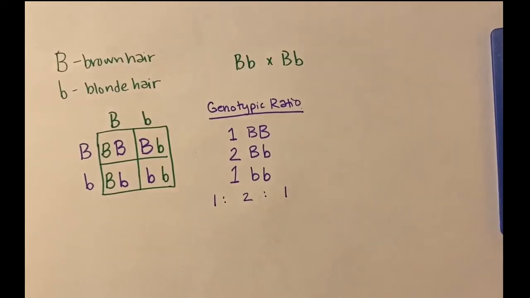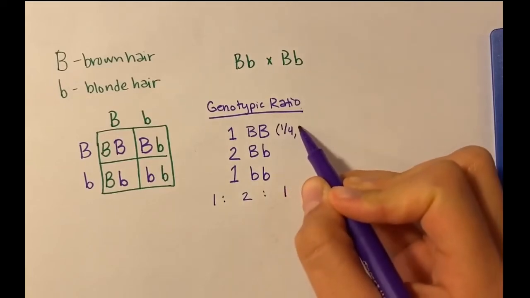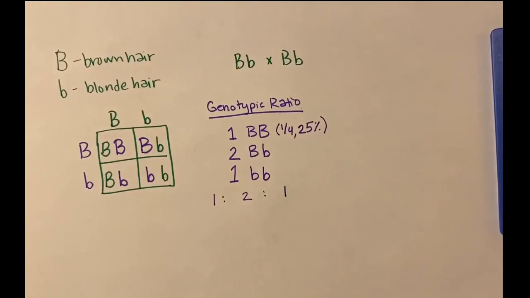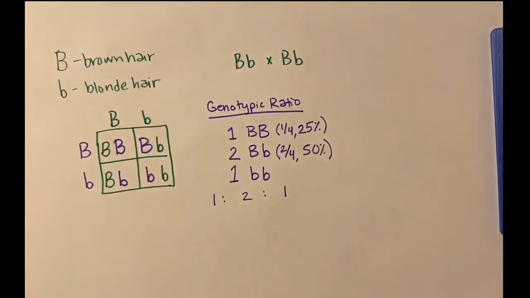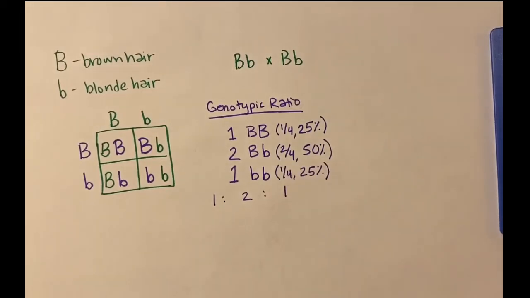You can also report this ratio as a fraction or percentage. 1 out of 4 offspring will have the genotype big B, big B. This means there is a 25% chance that the offspring will have the genotype big B, big B. 2 out of 4 offspring will be big B, little b. There is a 50% probability that offspring will have the genotype big B, little b. 1 out of 4 offspring will have the genotype little b, little b. There is a 25% chance that offspring will have the genotype little b, little b.